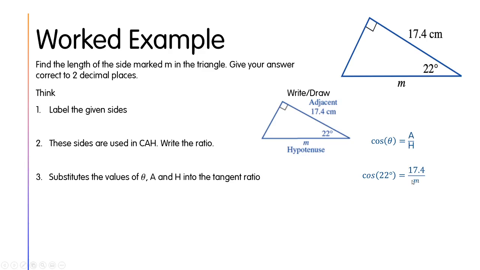Now we need to get this so that it is solved for M. So we have M equals something. So the first step for this is we multiply both sides by M. This moves this M here up here. So here's our M. So we've got M times cos 22 equals 17.4. Now we want to get this M by itself.